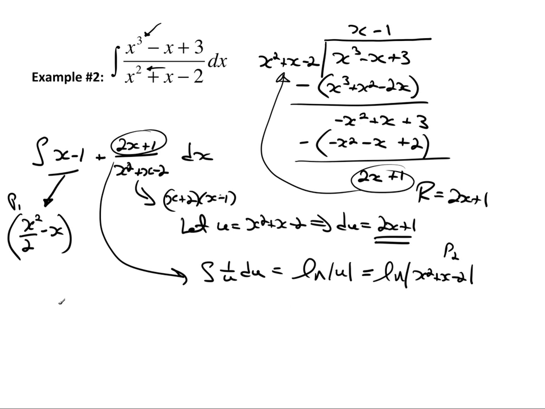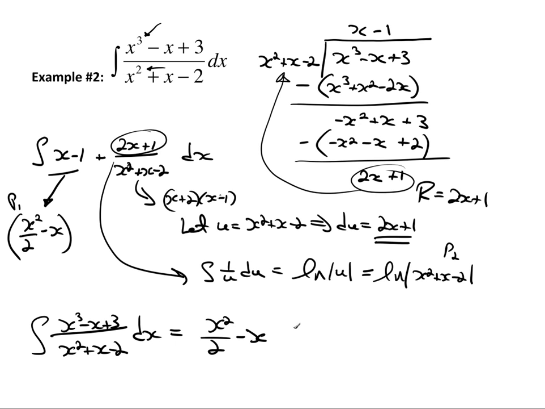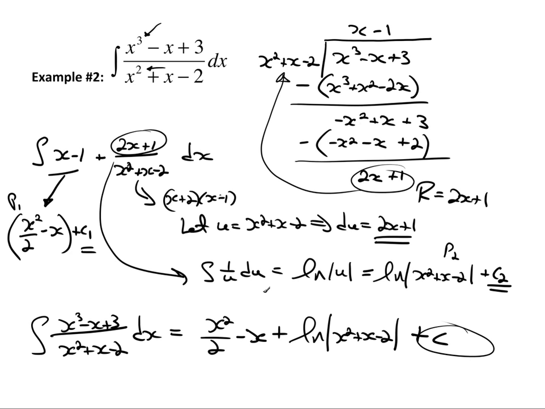And if I put these parts together, what I get is my original integral of x cubed minus x plus 3 over x squared plus x minus 2 dx is equal to x squared over 2 minus x. This is a positive, so plus ln absolute value of x squared plus x minus 2. And I can't forget that constant of integration. Technically, I broke this up, so this should be like plus c1. This should be plus c2. Doesn't really matter. These all combine into one constant of integration.